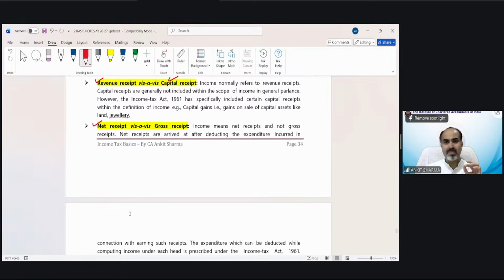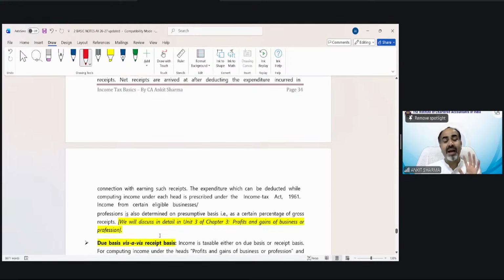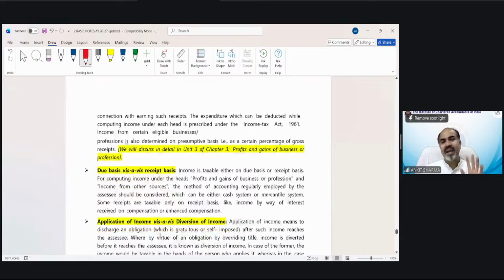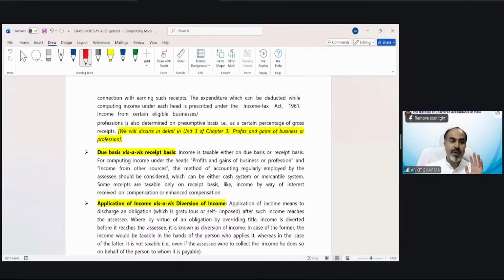So if you are running a business, your sale is not going to be taxed under the Income Tax Act. Sale after expenses is going to be taxed under the Income Tax Act. But in case of black money, the gross is going to be taxed. But in case of white money, the net receipt is going to be taxed after deducting allowable expenditure, etc., which has been allowed by the income tax department.